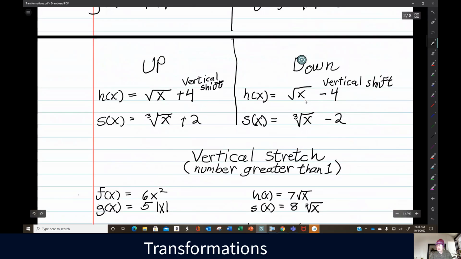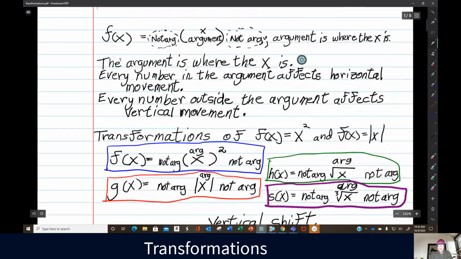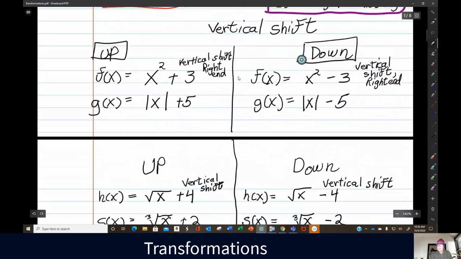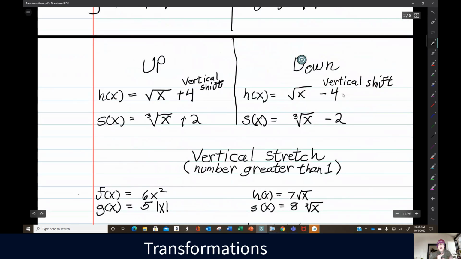And if I wanted to move the square root of x down 4 units, then this would move down 4 units, simply by putting a minus 4 outside the radical, because this is the argument in here. In here, that's the argument. Out here is not the argument. So I say minus 4, subtract 4.